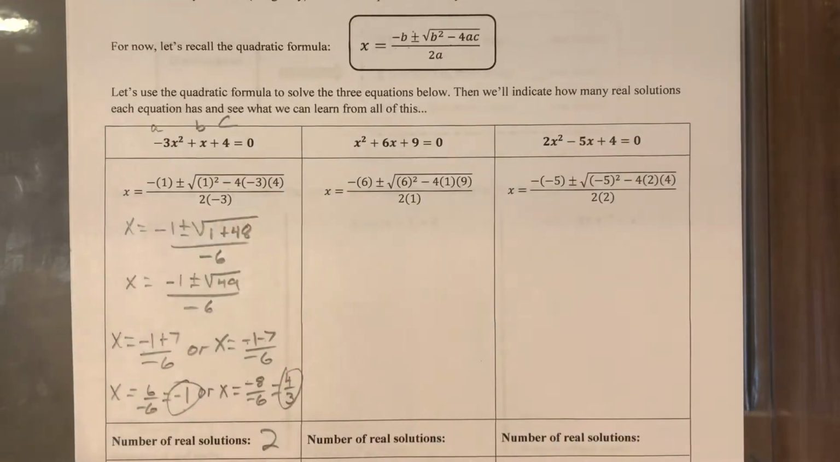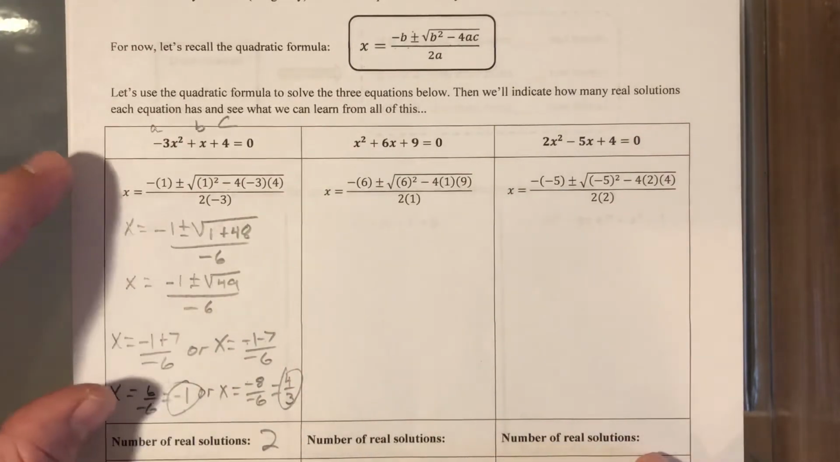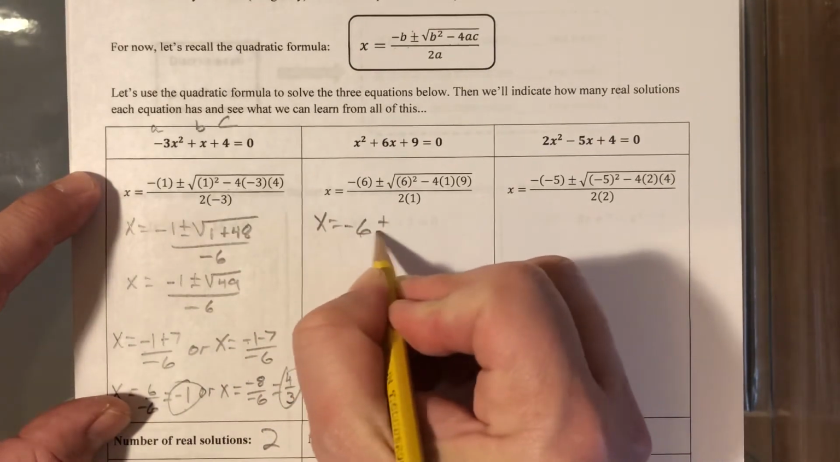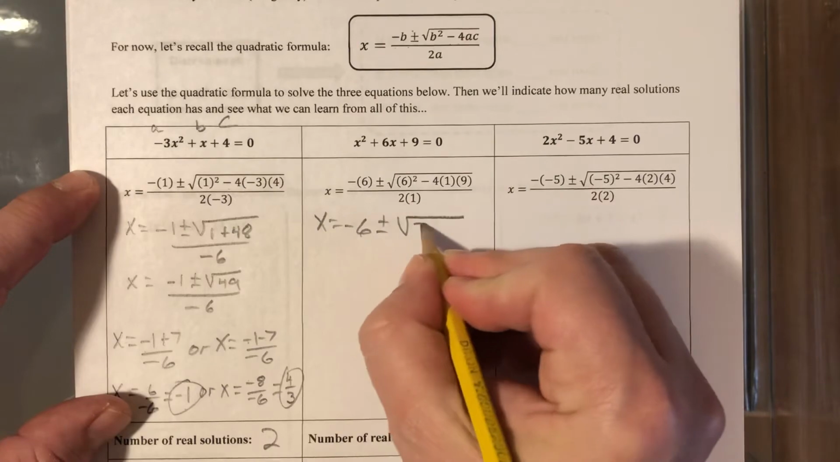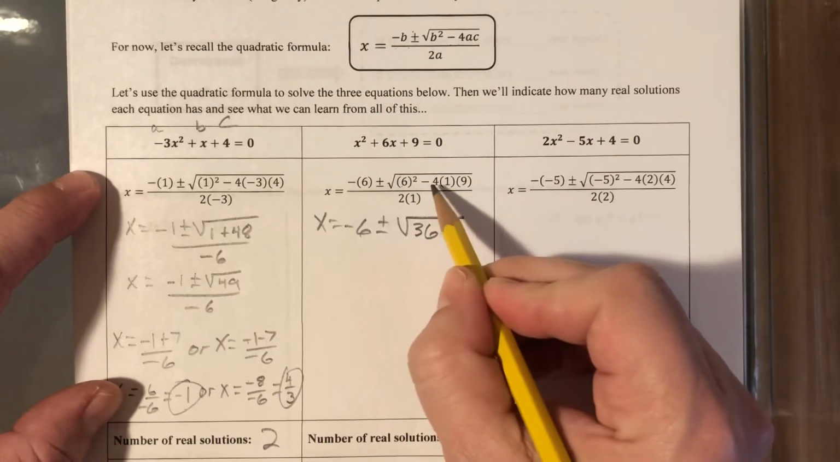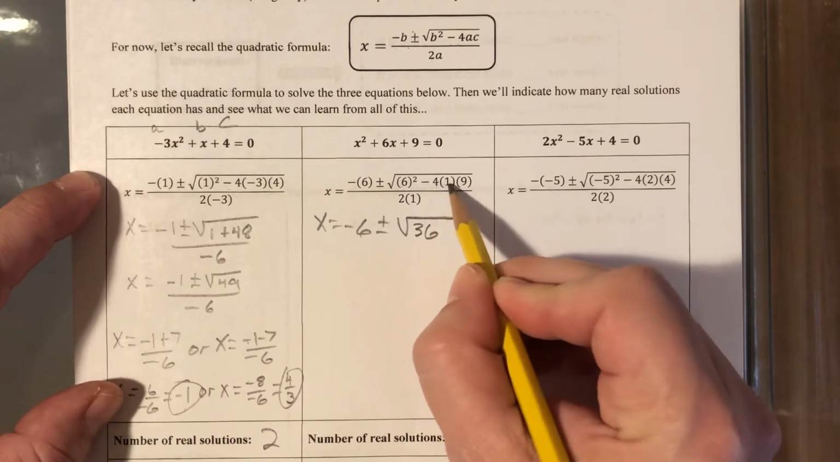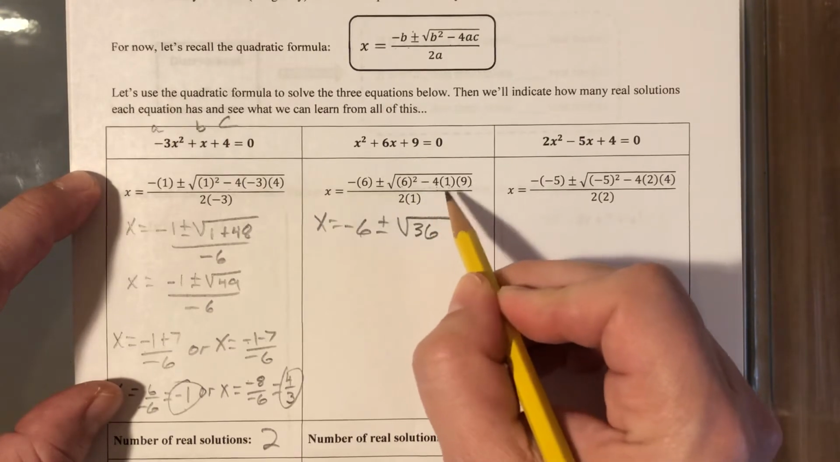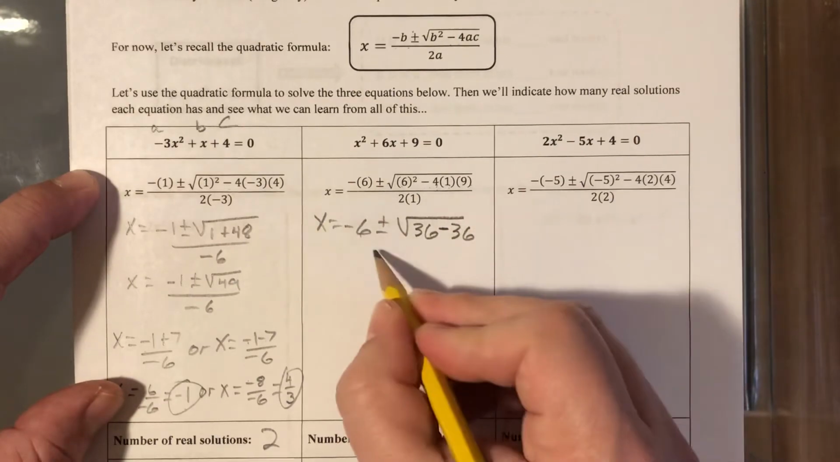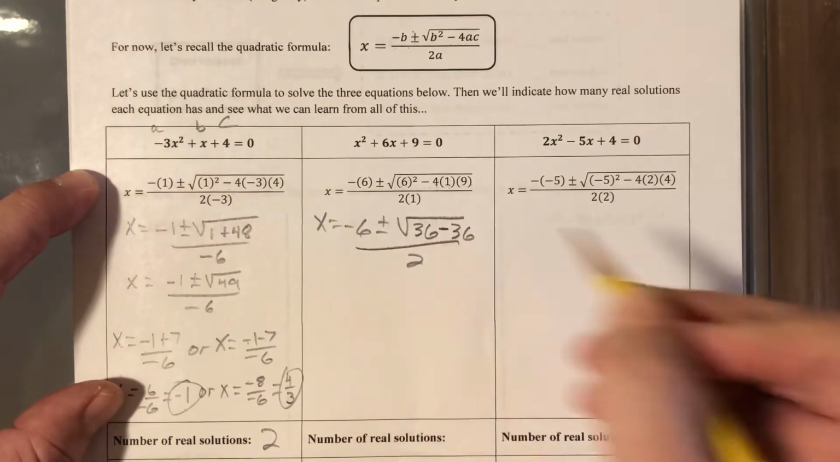And let's use the quadratic equation to solve it. I got x equals negative 6 plus or minus square root of 36. 6 squared is 36. And then I got minus 4 times 1 times 9. Well, 4 times 1 is 4. 4 times 9 is 36. So 36 minus 36 all over 2.